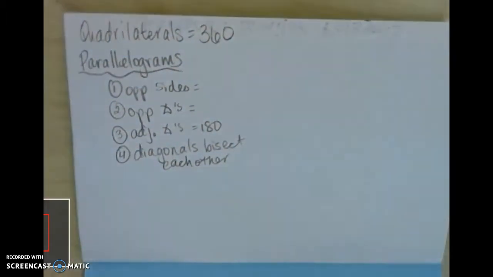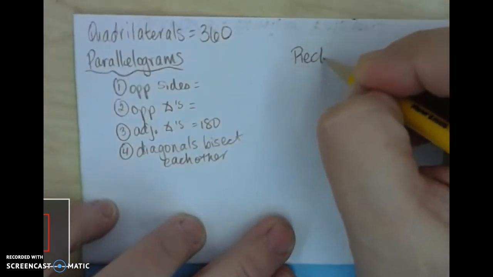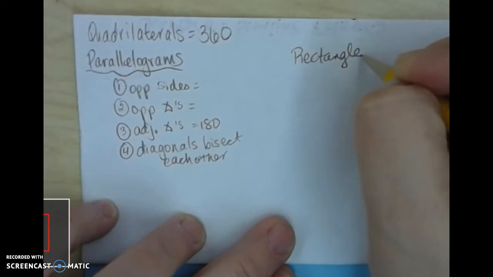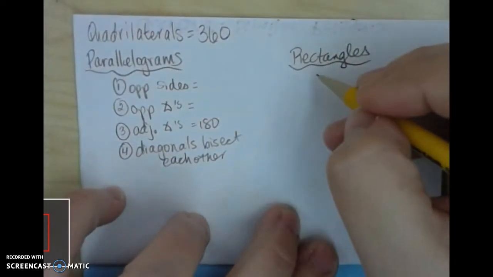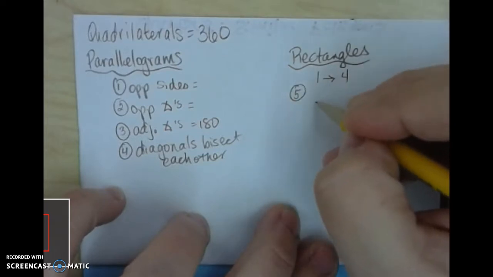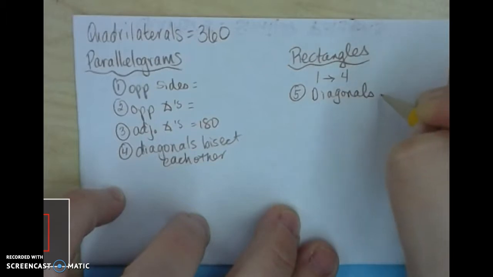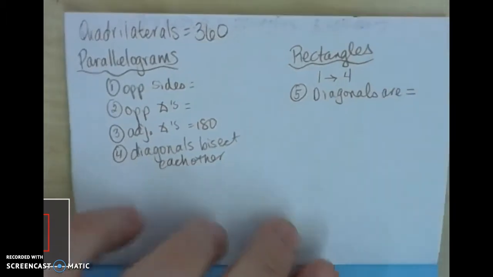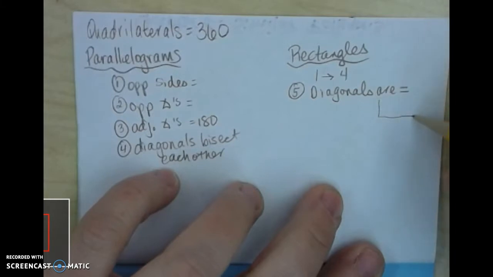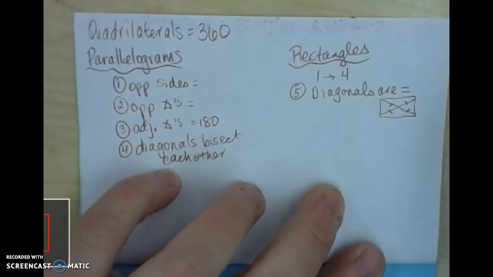Okay, and then we also have some other special shapes. We have rectangles, and remember a rectangle is a type of parallelogram, and so it has rules 1 through 4 that are the same. But then rule 5, which is diagonals are congruent. So what happens here is when you have a rectangle, because the diagonals are congruent, all of those are congruent because they've been cut in half.